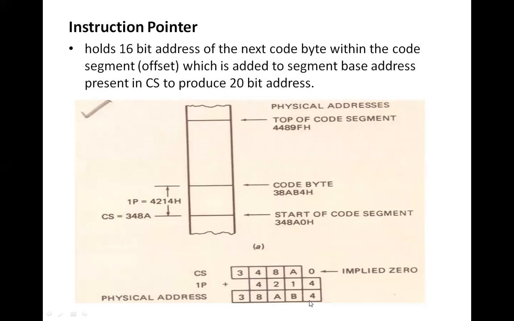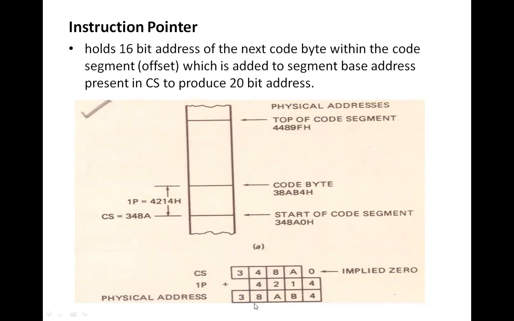And this generation of the 20-bit address happens with the content of two 16-bit addresses. One is given by the segment base and another is given by the pointer register. So here you can see that if the instruction pointer contains 4214, the effective address to the physical address will become 38AB4.